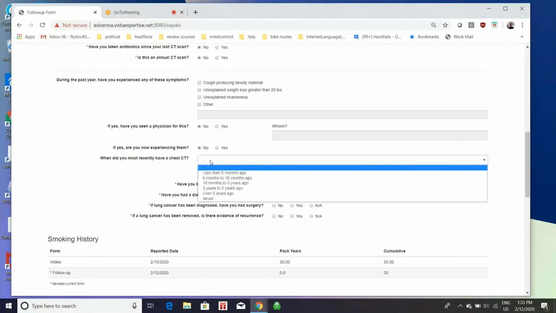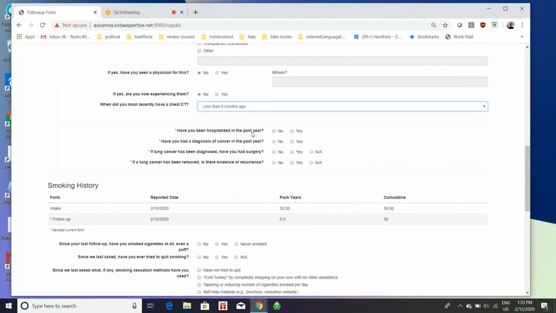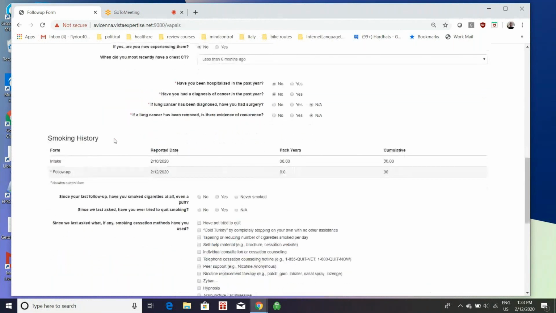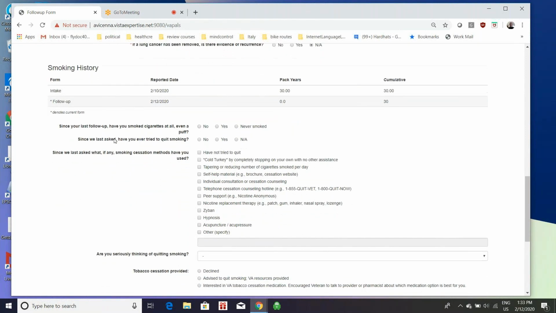And when did you have your most recent one? Obviously, just a few days ago. Have you ever been hospitalized in the past? I'm just going to answer no, no, and NA to these questions. Again, it's getting to the idea of they already have had some pulmonary insults, particularly cancer. And then the smoking history.